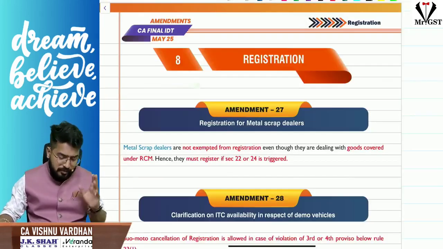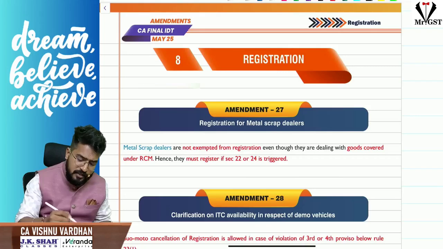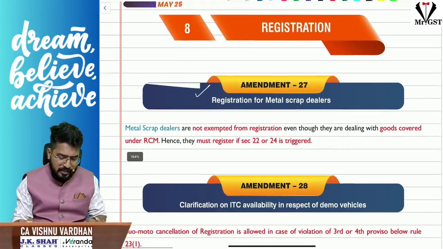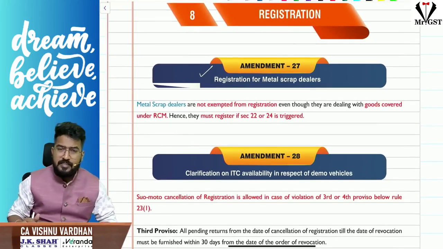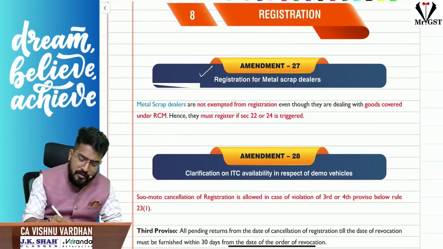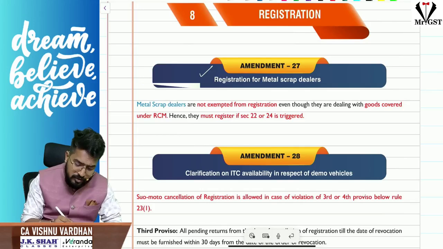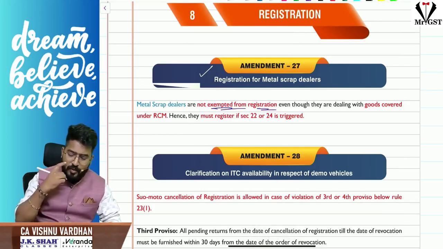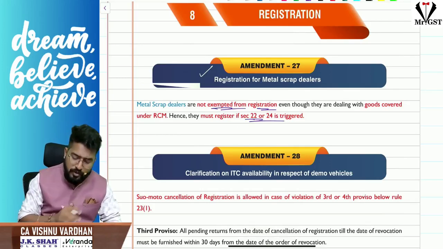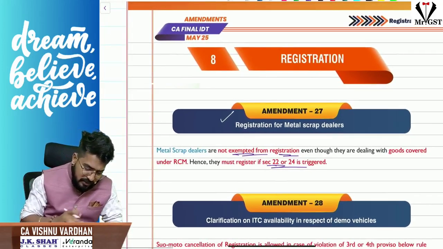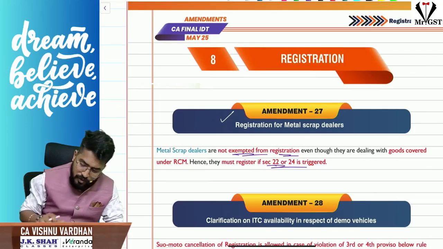So the next amendment is with respect to registration chapters. Registration for metal scrap dealers. Please understand, we have already seen that metal scrap dealers are covered under RCM, correct? Because they are covered under RCM, there is no exemption for them from registration. They are supposed to go for registration under section 22 or 24. That means, please understand, you are a metal scrap dealer.